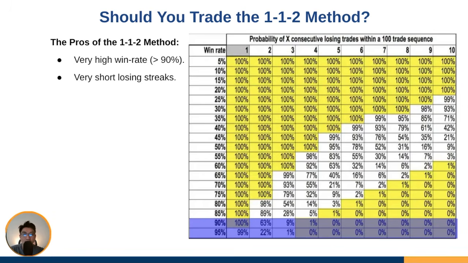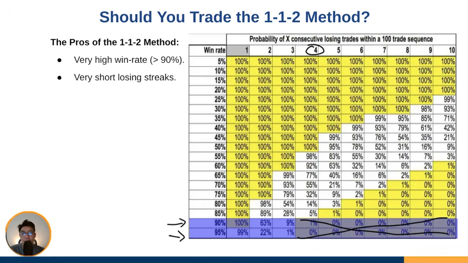Because this strategy has a win rate of above 90%, we're looking at the one that I've already highlighted in blue, right? So as you can see down here at 90% and 95%, the chances of you getting 4 losses in a row is very little, right? It's anywhere from 0% to 1%. So basically, it's very improbable, which also means that you already know what to expect upfront from the strategy, right?